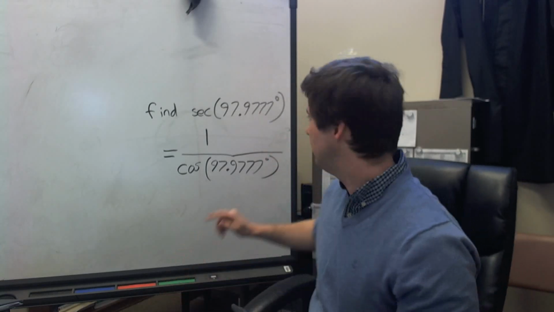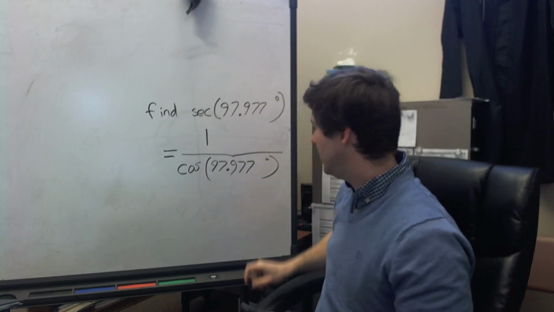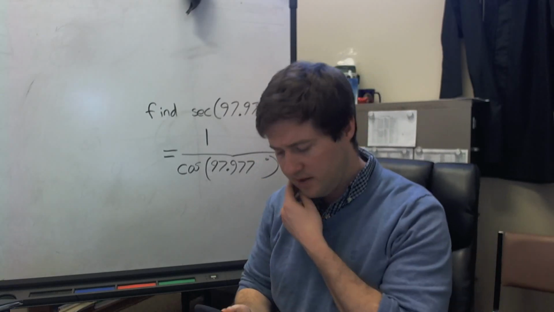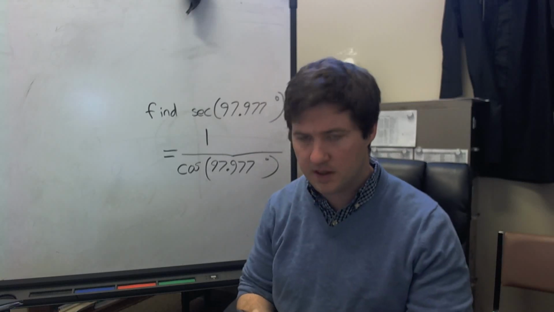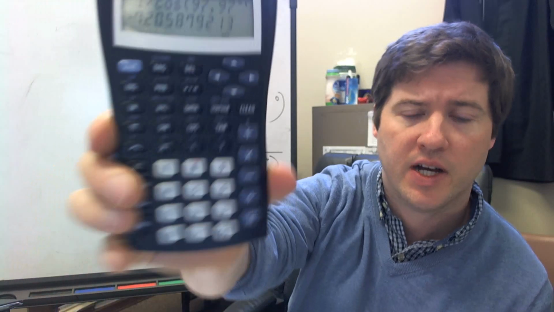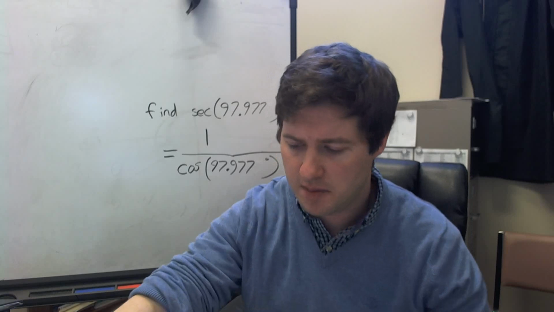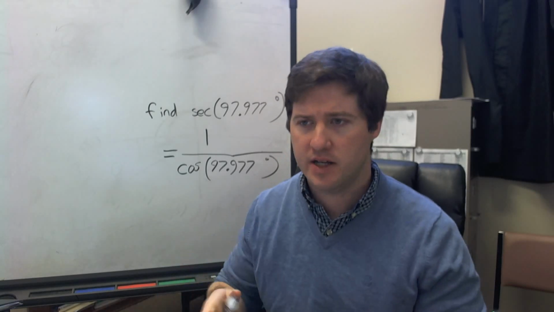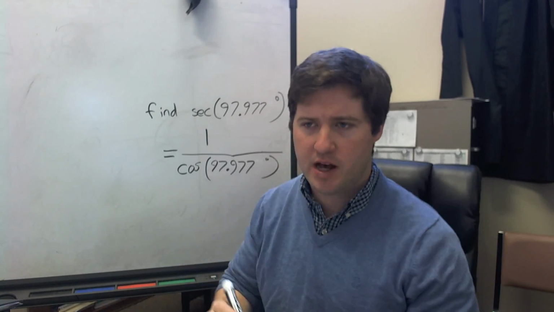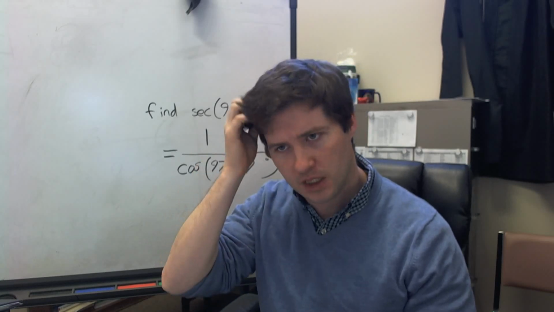I don't know why I have an extra 7. I don't know why I wrote that. In my notes I didn't. So I get negative 7.2058. So you'd write some number of digits. The problem should tell you how many to write. If we're counting our significant digits, we would have 1, 2, 3, 4, 5 significant digits.